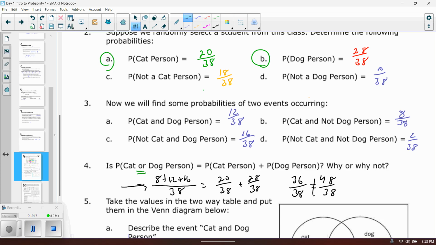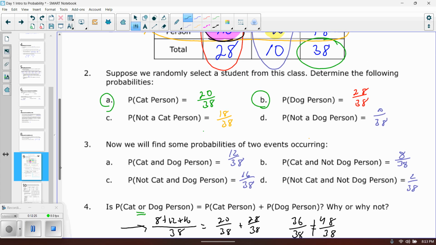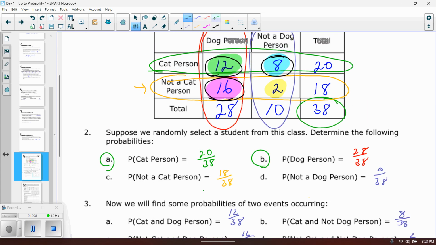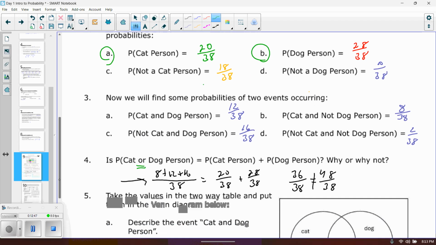And the question then would be, well, why is that the case? Well, the reason that this is an issue is because up here in our chart, this particular category right here accounts for the people who like dogs and cats twice. Okay, it really gets counted in the dog person column and the cat person row. And that's why there's a discrepancy in adding these things up. There's an overlap there that we didn't necessarily have to account for. So that's why it doesn't work out.